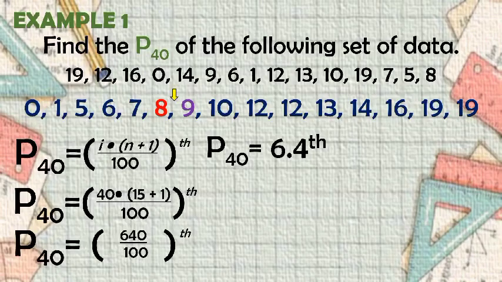Kasi kung bibilangin nyo, di ba? 1, 2, 3, 4, 5, 6. Yung 8, ika-6 siya, and then yung 9, ika-7. So, between the 6 and 7 siya.